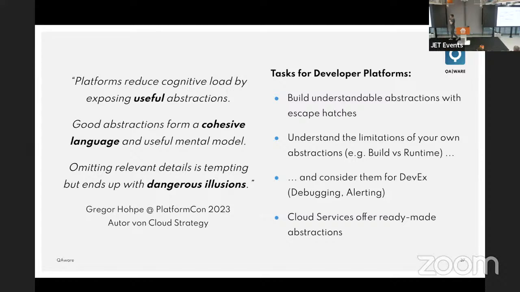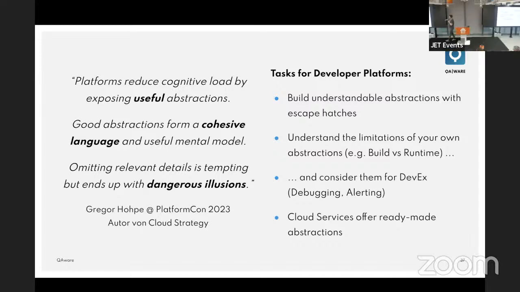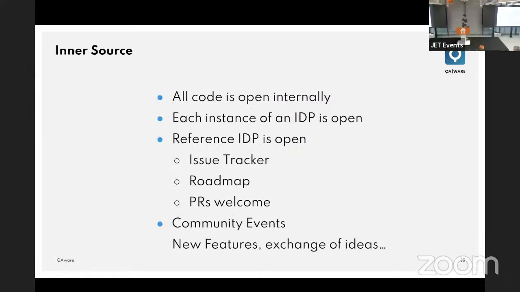Sometimes it's actually hard to build abstractions that work, that give a cohesive language and a useful mental model, and it can also lead to dangerous illusions. So you have to look at how you draw your abstractions, and you always have to make sure that everything is open source internally in the company. You need some inner source, so people can always look into it: this is my repository, I have ownership of this repository, of this instance, and what's running in there.